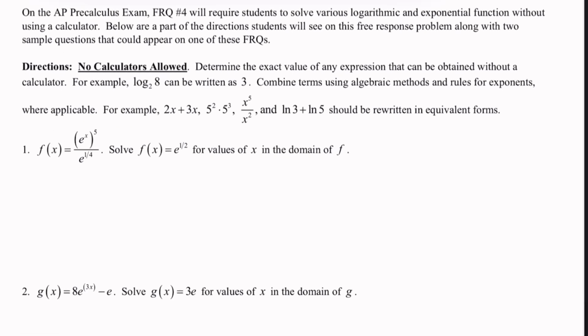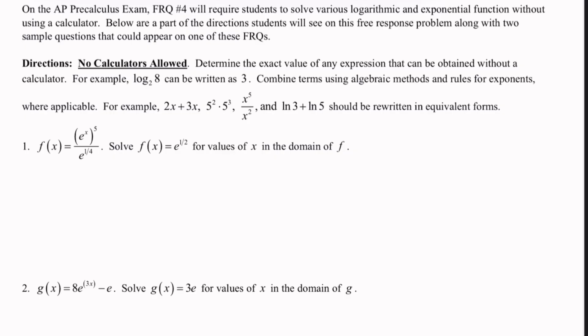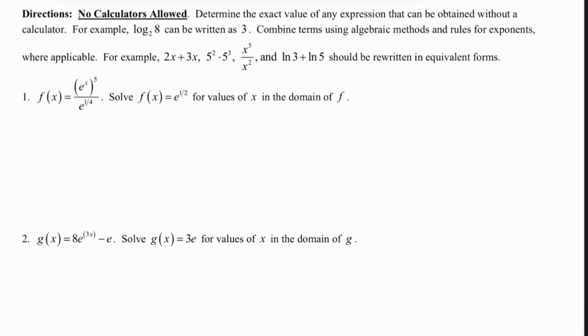So this is the extended notes part related to the FRQ, so you can read that. Pause the video and read that if you want. So we're going to go ahead and start with number 1. So solve for when f of x is equal to this. So we're going to plug in f of x for this. So e of 1/2.